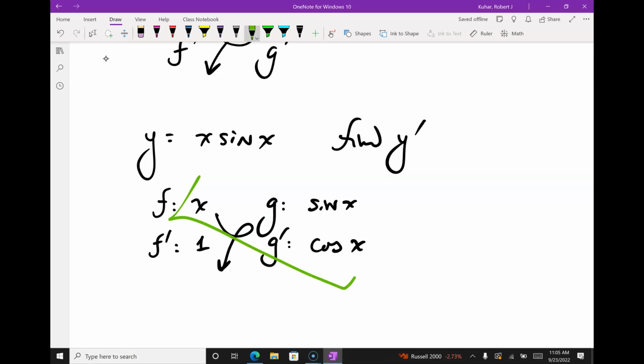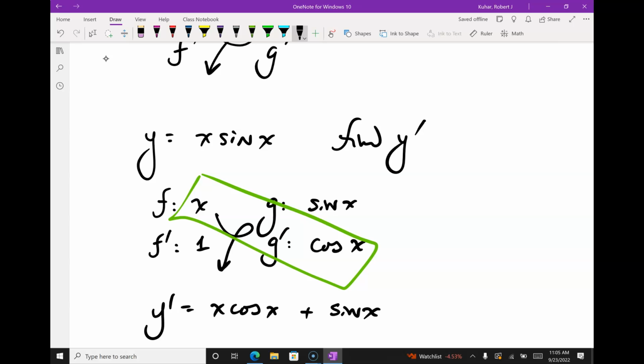So our first product in the solution is x cos x. So y prime is x cos x plus what? Sine x, yes? Jack, thanks. Agreed? Am I done?